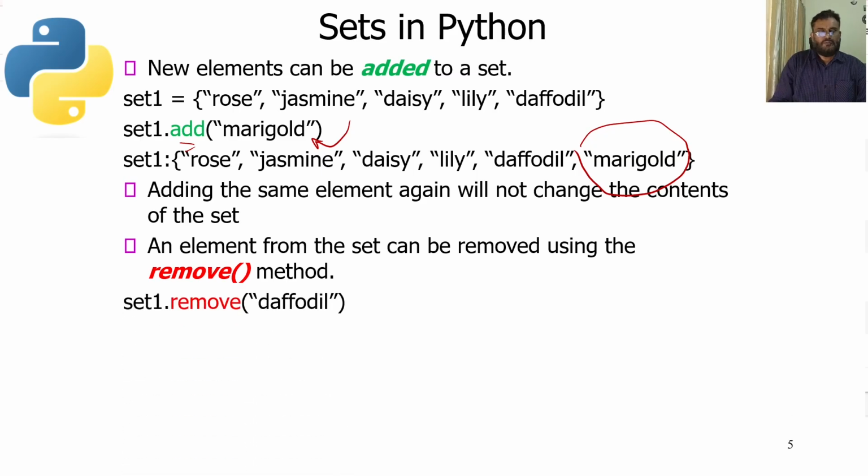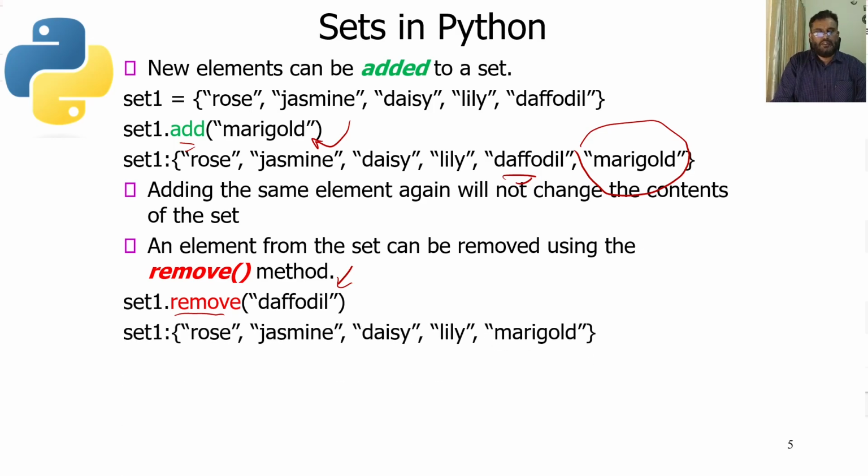An element from the set can be removed using the remove method. And if we invoke, for example, the remove method with the parameter daffodil, then this instance of daffodil will be removed from set 1. And now if we try to output and see the contents of set 1, it will not have daffodil included in it.